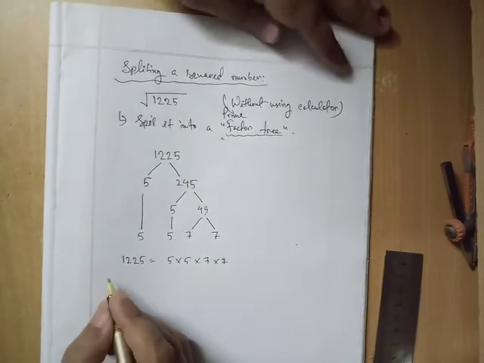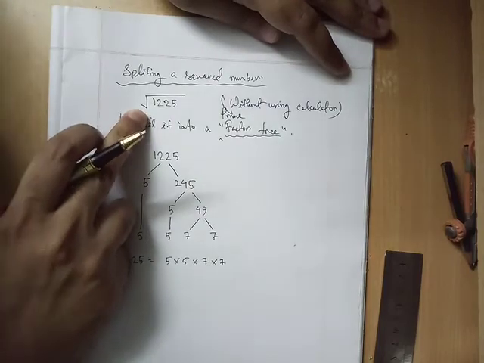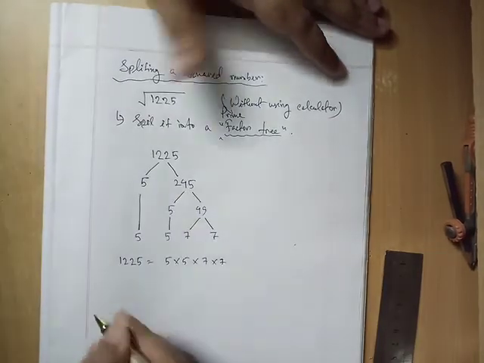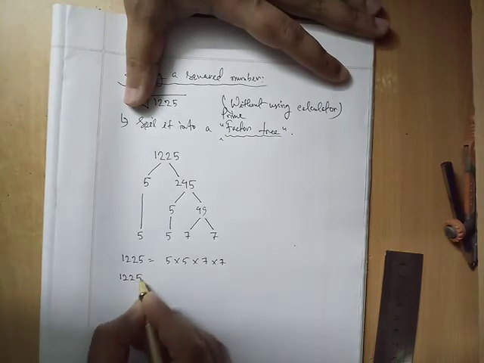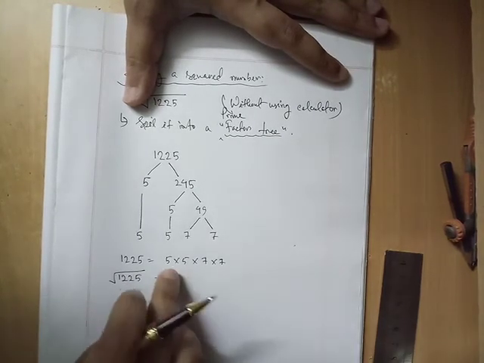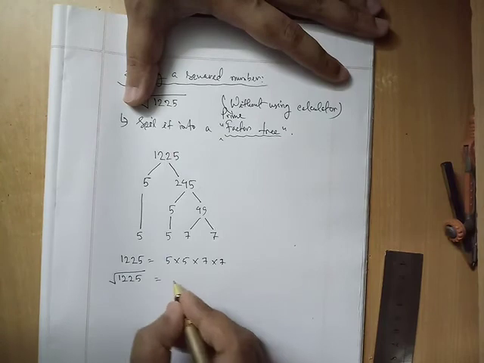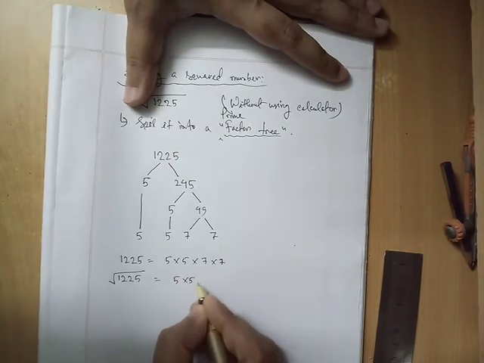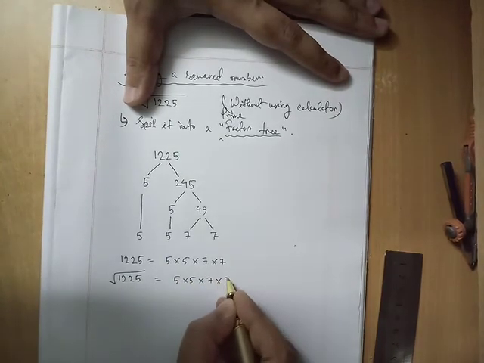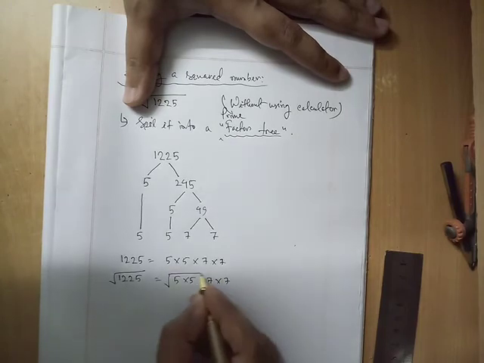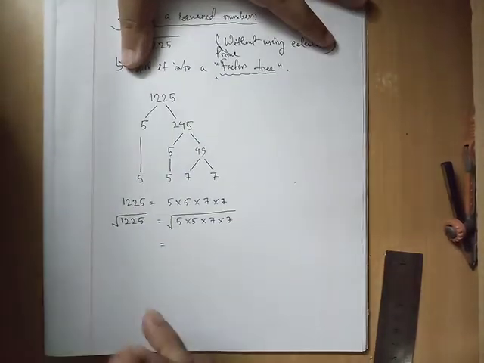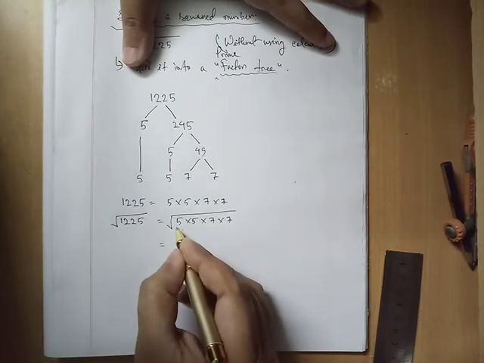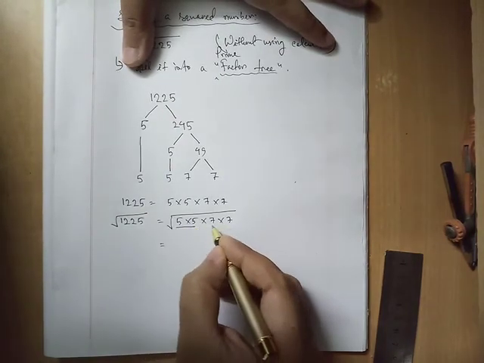Okay, but the question was asked to square root it. So if I want to put a square root over 1225, I will put the square root on all of it: 5 into 5 into 7 into 7. Now if you look very closely, you will see I have a pair of 5 and I have a pair of 7.